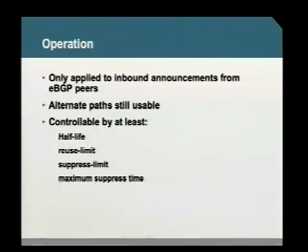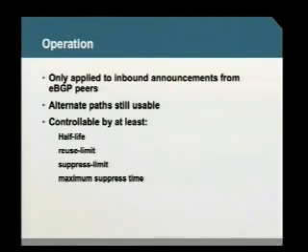It only applies to inbound announcements from eBGP peers. And it only applies to the path that actually flaps. Okay? So if you've got a stable path, you don't apply any penalty to that particular one. It's only applied to external BGP.